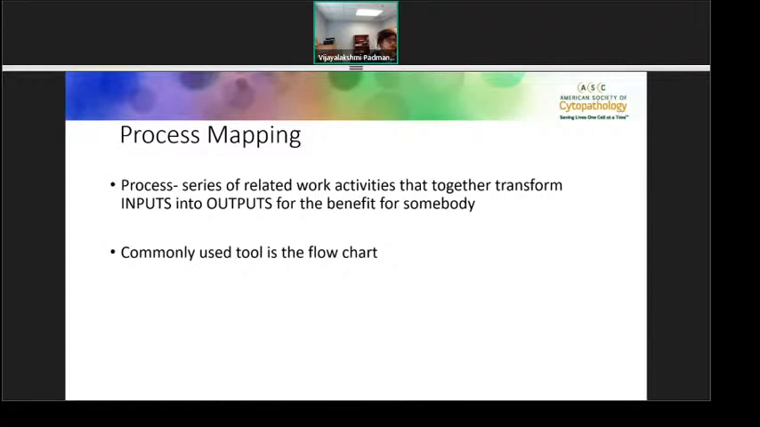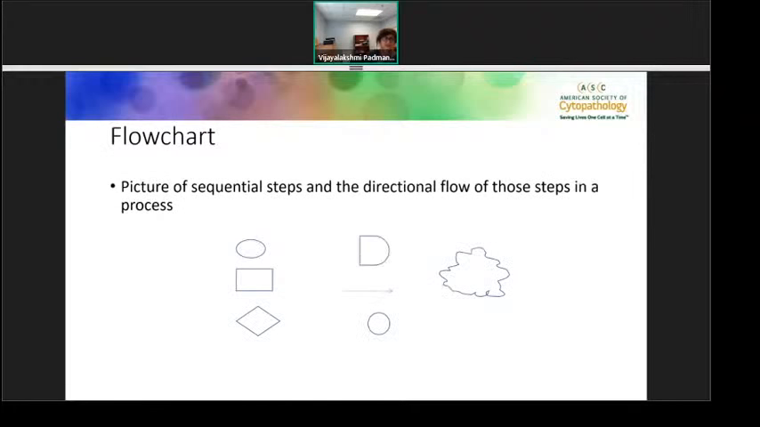The other thing to do is map the process. The easiest thing to do is a flowchart. There are many types of process mapping tools available, but the easiest one is a flowchart. This oval symbol is for start or stop. The rectangle is where an action is happening. The diamond is a yes or no question. The D means there's something that's causing a delay in the process. The arrow is the direction in which it's going. The circle connects to something else. And the cloud is, I don't know what's happening, I need more information.